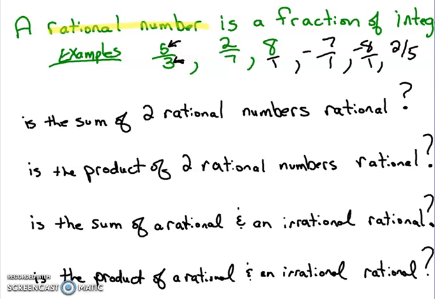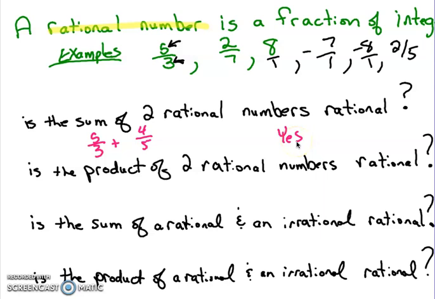So here are some questions that you should be able to think about. Is the sum of two rational numbers rational? So if you take a rational number and add it to another rational number, will the result end up being rational? So think about that. If I had just a random rational number, let's take 5/3, and I add it to another rational number, say 4/5. If I took those and added them together, would the result still be rational? Well, the answer is yes. They will always be rational.